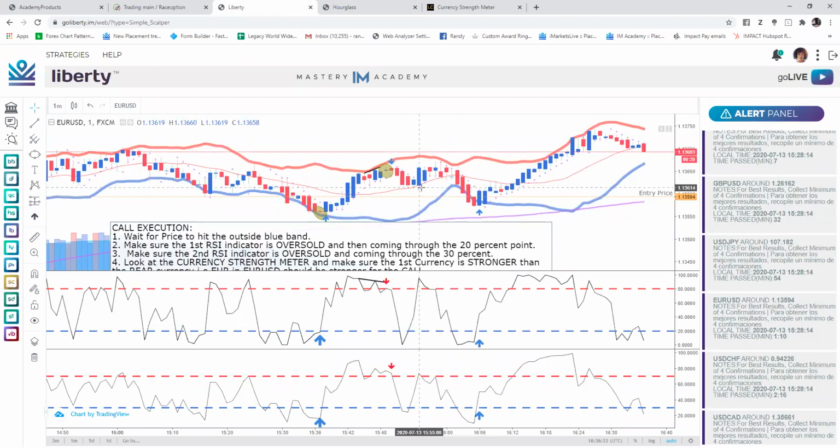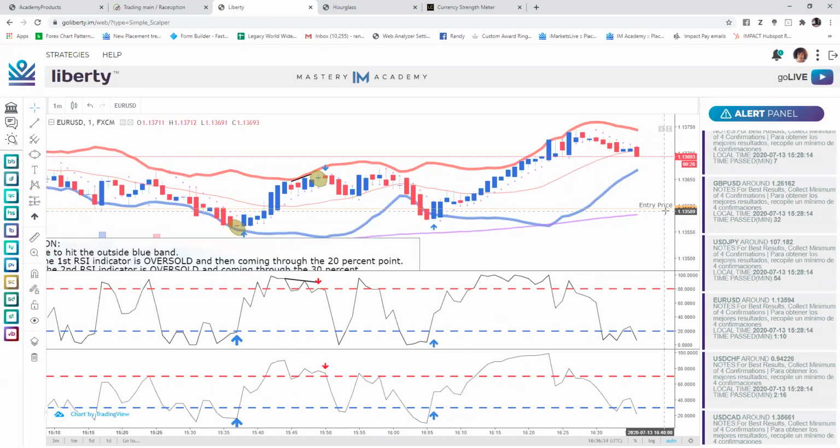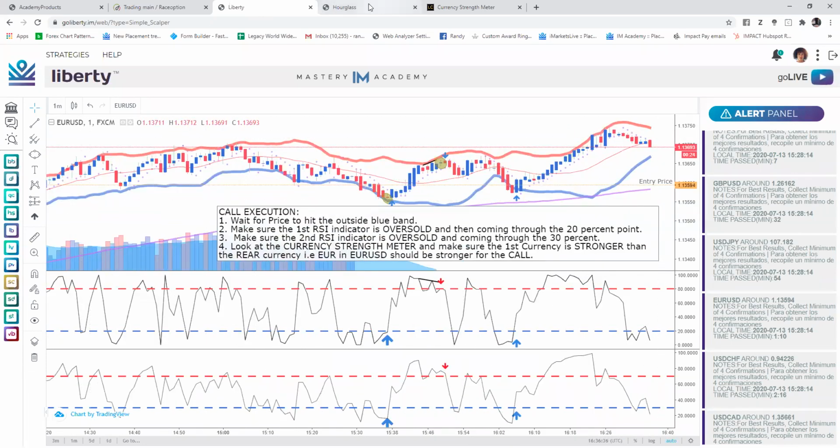So here's an example of some trades that I did earlier where I aligned EURUSD with the Hourglass. So here are the instructions here. Okay, I want you to screenshot this for a call execution, which is a buy. Okay, you're going to wait for the price to hit the outside blue band. Now, if this is for a sell, it's going to be the red band.